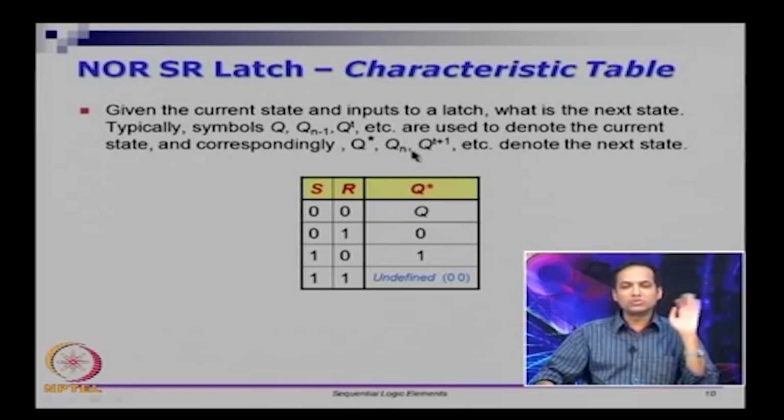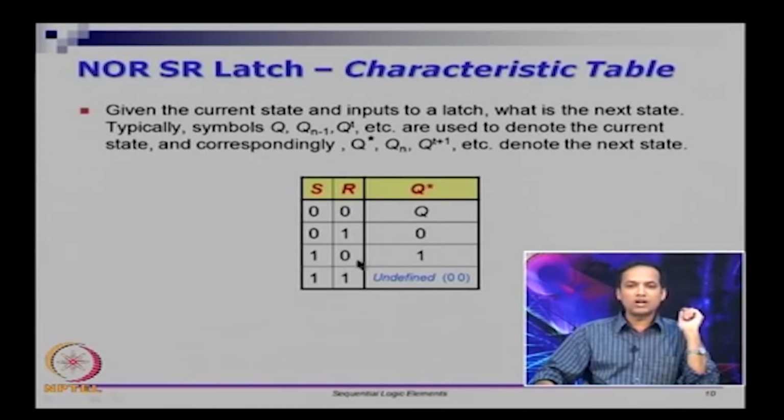So we will use them as much as possible. I will try and use qt and qt plus 1 to represent this. So let us see what a characteristic table is. If both are 0, then q star, or q in the future, is the same as q in the current value. So if the current value is q, it could be 0 or 1, and q star will go to 0 or 1 depending on q. Now if R is 1 and S is 0, q star, or the next value, will always be 0 no matter what the current value of q is.